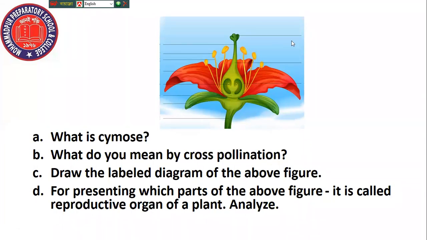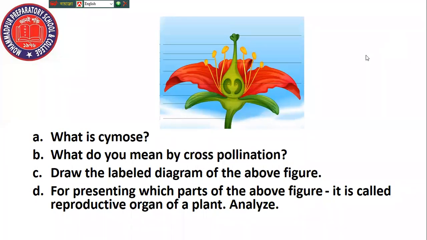On the other hand, the central axis, the central part, is the carpel. We know it has stigma, style, and ovary, 3 parts. So you must indicate the 2 major parts present in the above figure. You must draw the stem first.